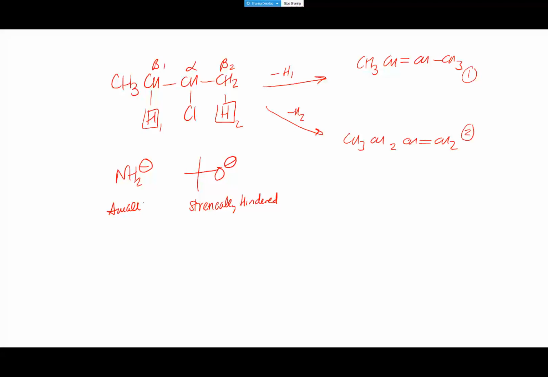Well, in order to do E2, you've got to be able to form the transition state, which means that the base has to get close enough to rip off beta H1 or beta H2, right? Do we agree with that? If you can't form the transition state, you can't do E2. Now in this case, there's free rotation, and there's actually 3 hydrogens over here on beta H2. So there's going to be no problems in either of these cases with forming an anti-periplanar geometry.